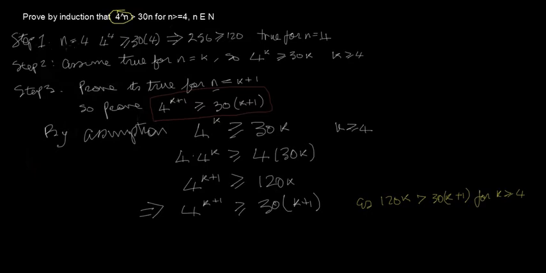So step 1, we let n equal 4. We test that. We check if 4 to the power of 4 is greater than or equal to 30 multiplied by 4. And indeed, 256 is greater than 120. So it's true for n equal to 4.